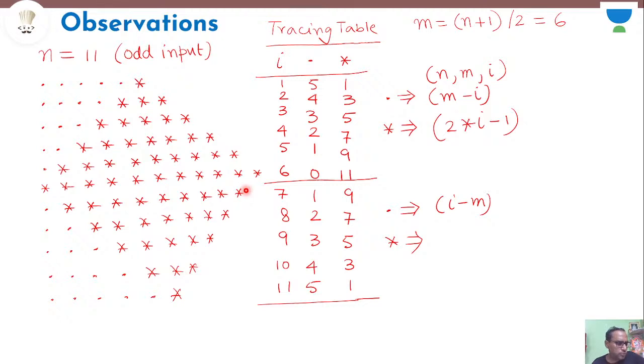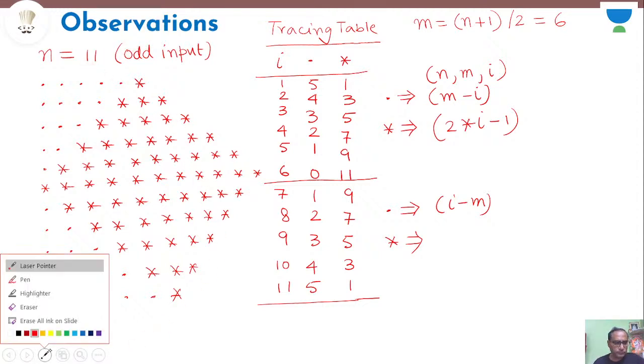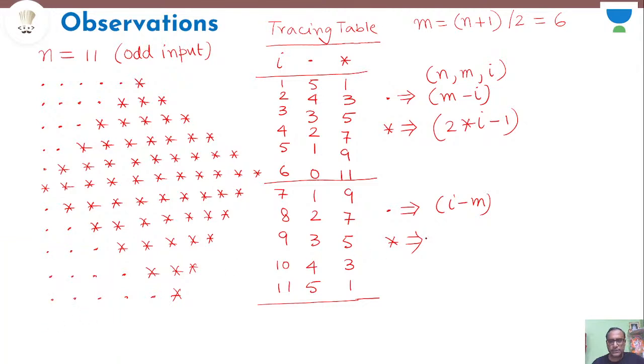You are very close to the answer. Yes, yes, that's the point. M minus 2 star I. Really, Pooja, do you think that will work? 7 into 2, 14. 6 minus 14, minus 8. So the formula should actually be like this: 2 star n minus I plus 1.